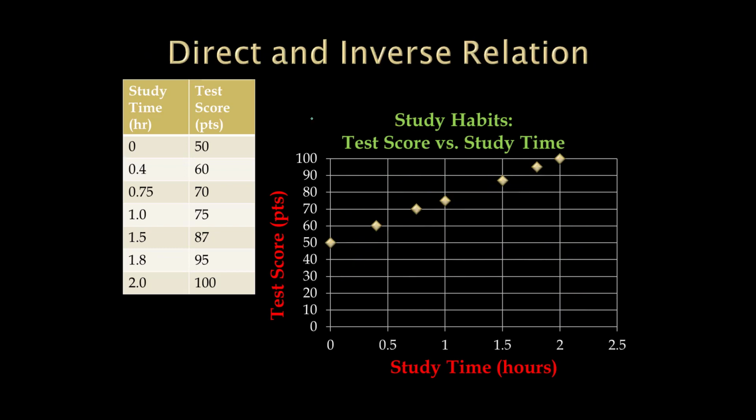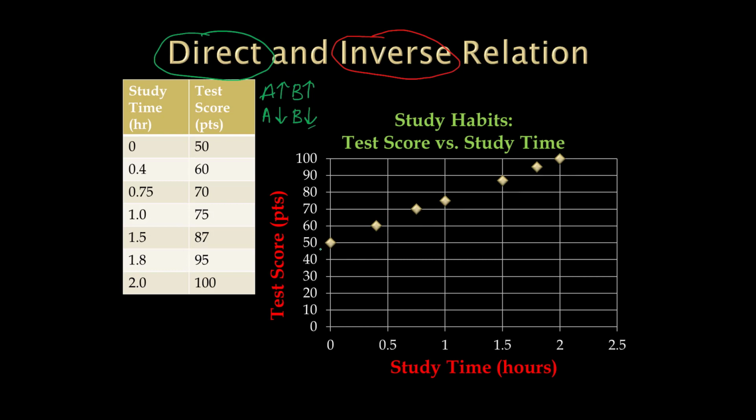I want to introduce 2 terms that we'll be using a lot during the year, and that is a direct relationship and an inverse relationship. A direct relationship tells us that, say, when variable A increases, variable B also increases. Or we could also say that if variable A decreases, variable B also decreases.